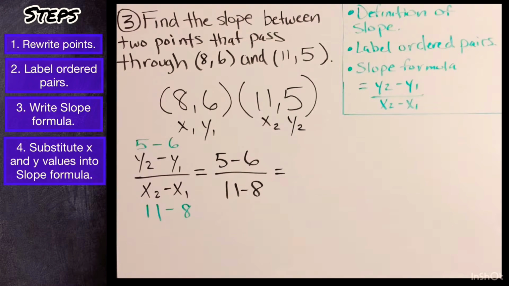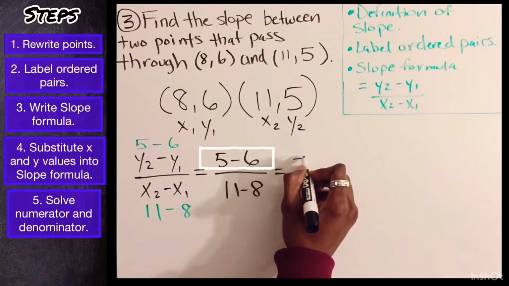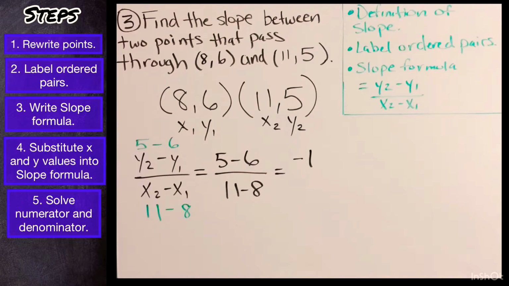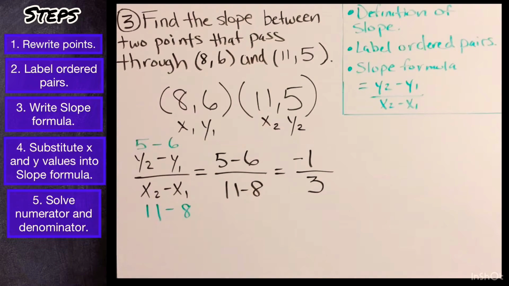Let's finish off the problem strong. So we have 5 minus 6. 5 minus 6 is a negative. It's negative 1 in your numerator. On our denominator, we have 11 minus 8. 11 minus 8 is equal to 3. So now we have negative 1 over 3.